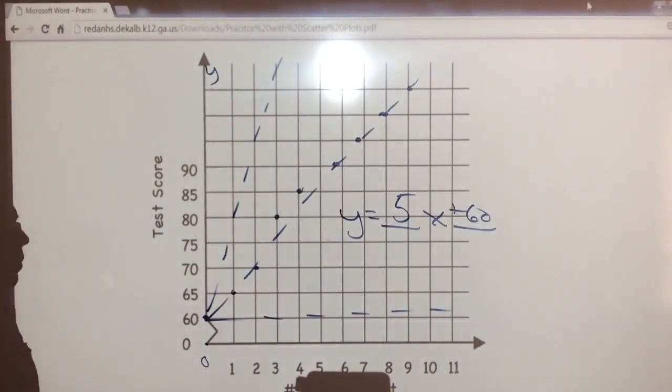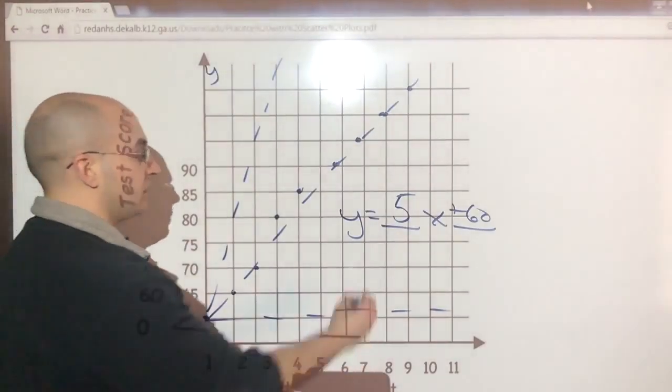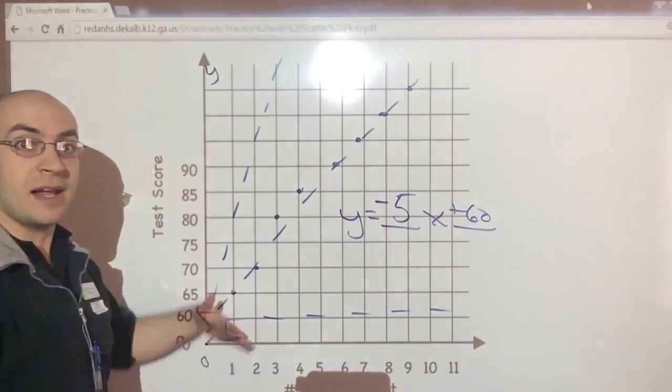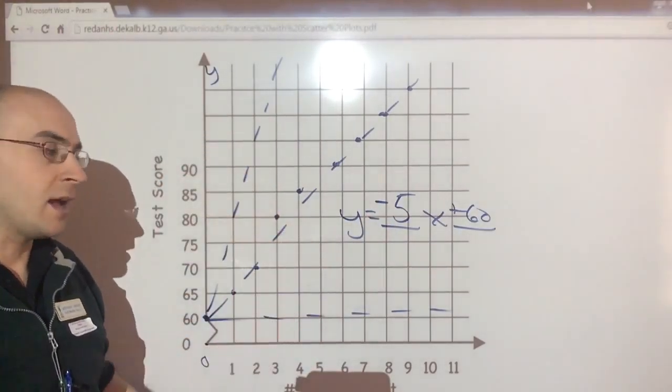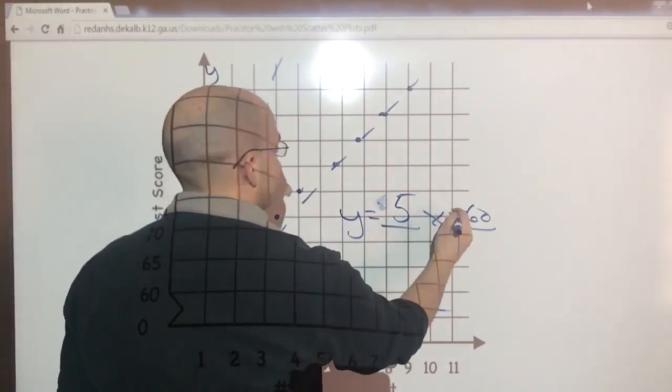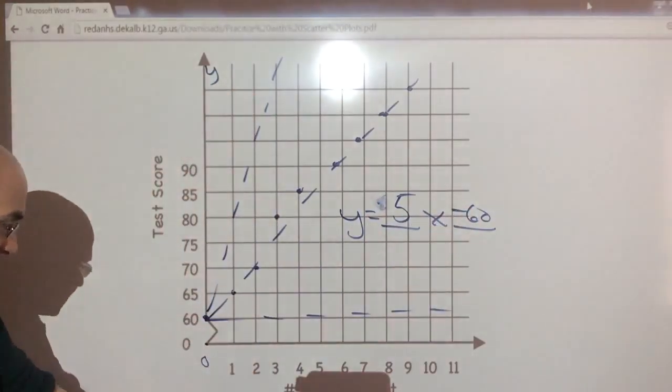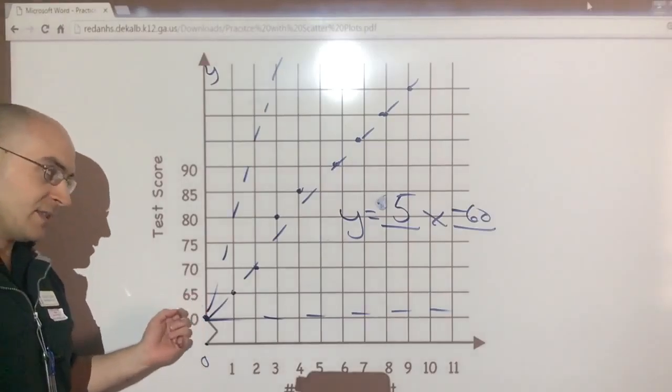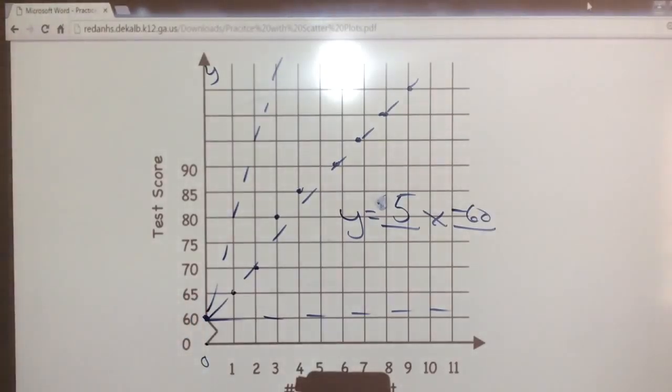Okay. What would be a terrible line of best fit? Well, if I put negative 5, that implies this line is going downhill. Terrible line. If I put y equals 5x minus 60, that's a terrible line because negative 60 is not the y-intercept. It's positive 60. So just so you can understand where we're going with this graph.